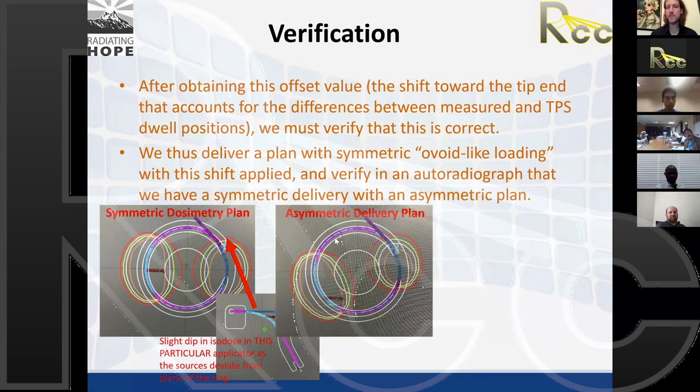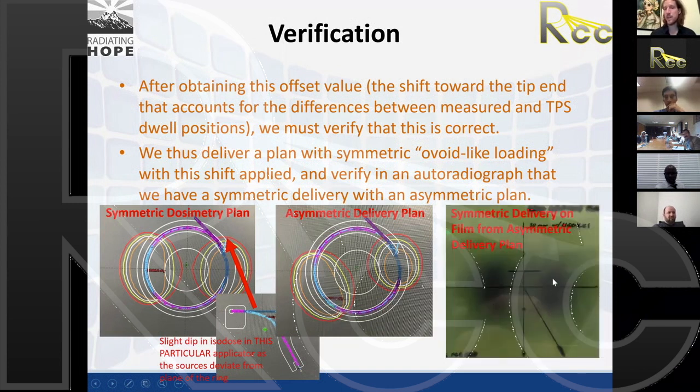And what we would do is, here are the sources shifted by that 5 millimeters in my system. And we note that when we deliver this in my system on my ring, based on the previous examples, they should be 5 millimeters closer to the distal end. That's what we commissioned. So when I actually delivered it, here they go. Here's my film, perfectly symmetric here, perfectly symmetric here. Again, here's that dip in isodose as explained on this slide.